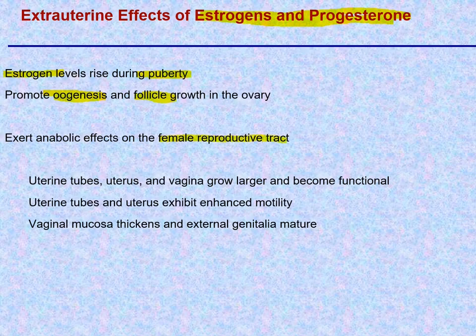But that rising estrogen also has anabolic effects on the female reproductive tract. All of the duct structures, the uterine tubes, the uterus, the vagina will grow larger. They become functional. Uterine tubes and the uterus start to exhibit more motility, the vaginal mucosa will get thicker, and the external genitalia will mature. We're talking about the labia and clitoris starting maturation.